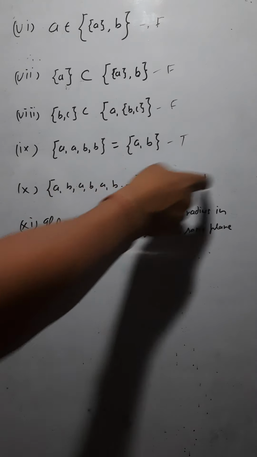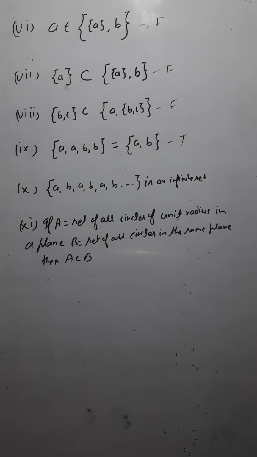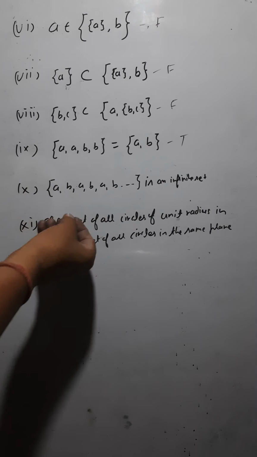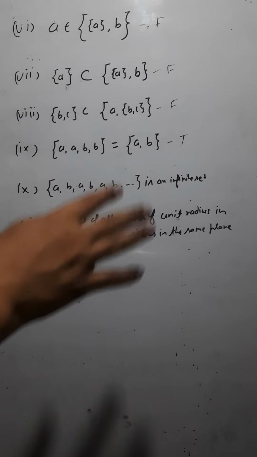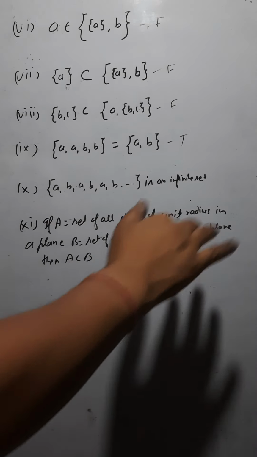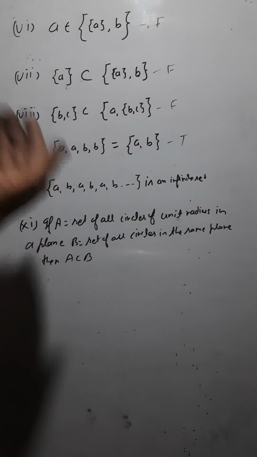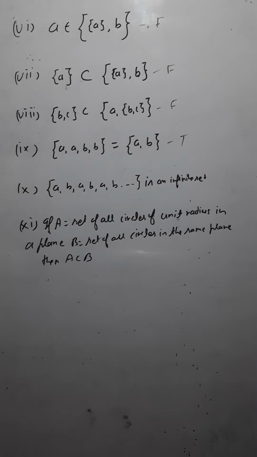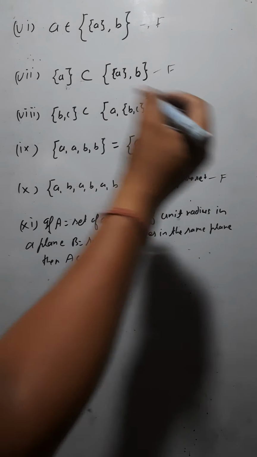Next one, you have a set here, A, B, A, B, A, B up to infinity. So is it an infinite set? No, because in this set you have only two elements, that is A and B. It does not mean you just keep writing A B A B A B. So this does not imply that the set has an infinite number of elements. The set has only two elements. So how can you say it is infinite? So it is a false statement.